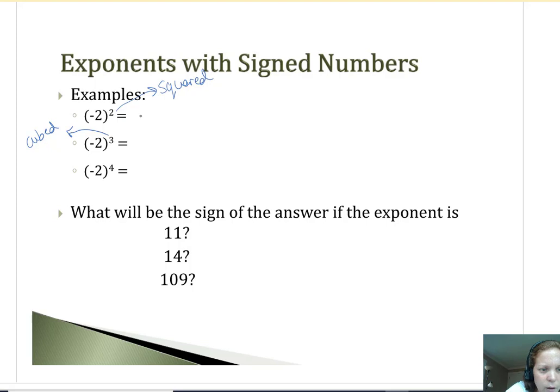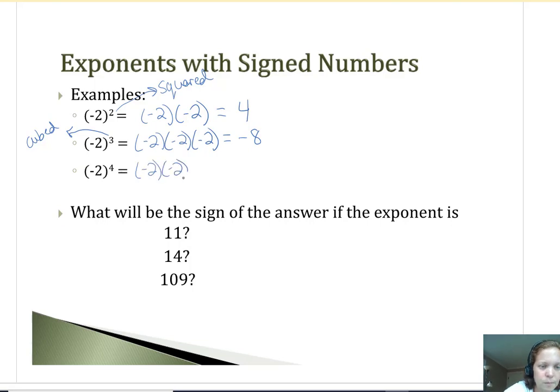So -2 squared, I'm going to use parentheses this time, -2 times -2, because with the parentheses there, the negative is also being squared. So this is going to be a +4. Or -2 to the 3rd power. I'm going to write this one out. You can put it in your calculator. But just to talk about the signs, if you put in your calculator, you should get -8. And that's because the -2 times -2 is +4, but then times -2 again is going to go back to negative. So now -8.